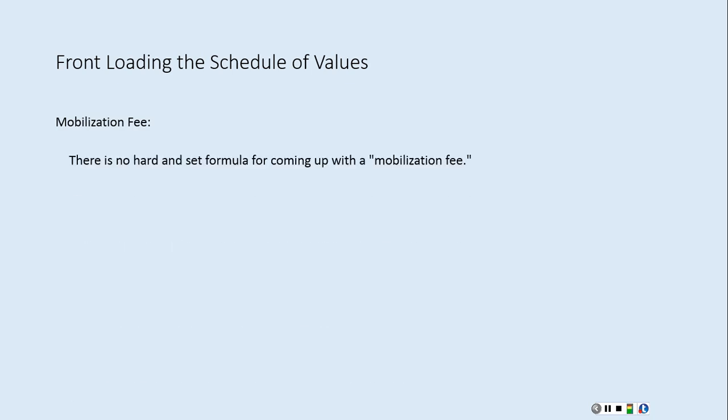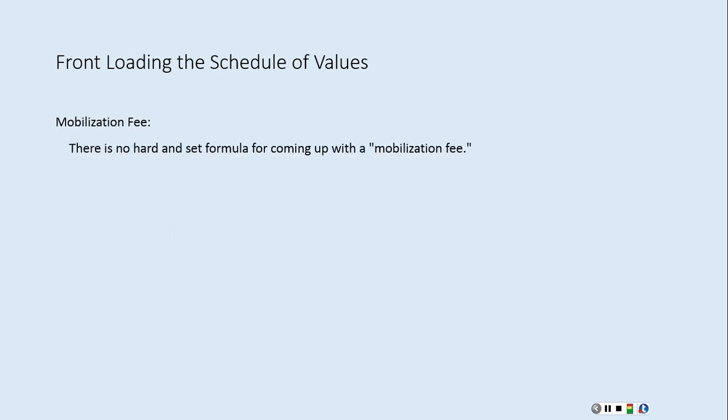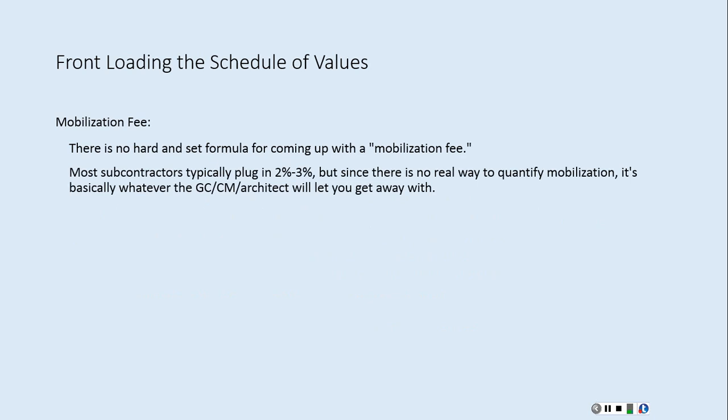Now, with mobilization, there's no hard set number on this, and it's pretty much what you can get away with. Sounds like the wrong item, but what we try to do is put the highest number that we can in the mobilization part. When we look at a project, 2 to 3% is common, but I've always tried to front load that a little bit. In other words, put the highest amount of money that I can in there.